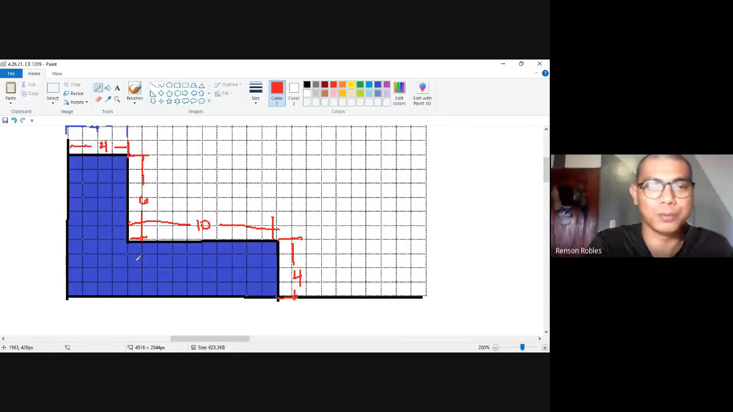2 po. 2 lang po. Okay. How did you do it? You divide it horizontally or vertically? You now hear the word horizontal, vertical.